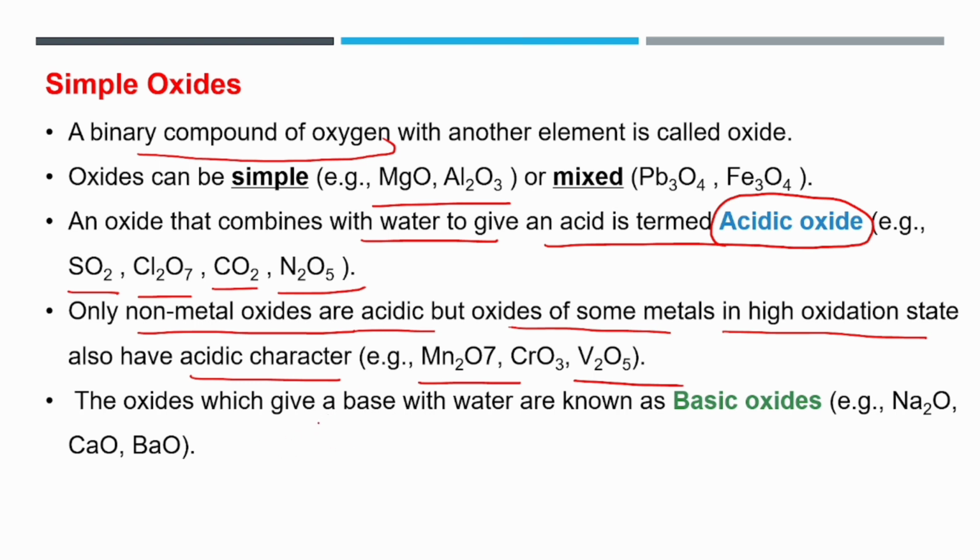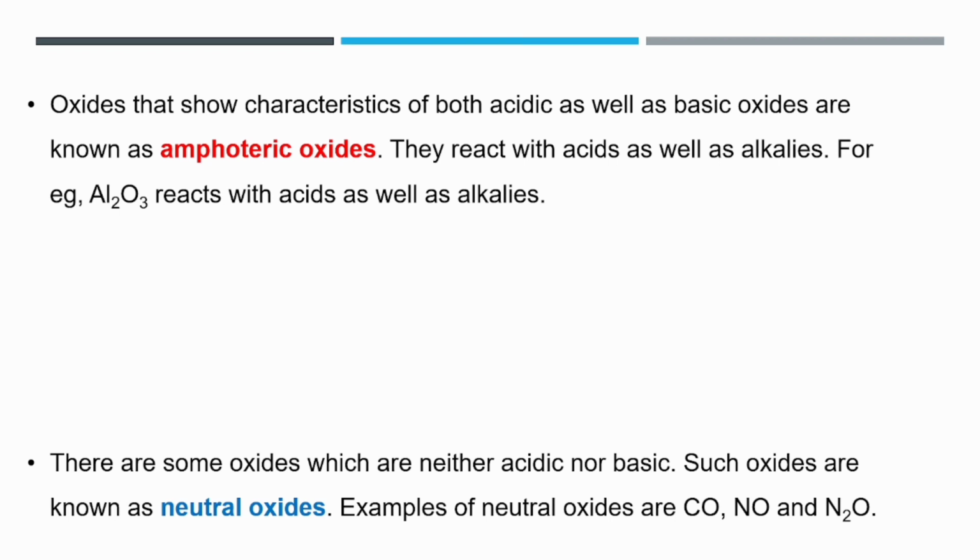Oxides which give a base with water are known as basic oxides. Examples of basic oxides are Na2O, CaO and BaO. Remember the examples of acidic and basic oxides. Next are amphoteric oxides. What are amphoteric oxides? Already we studied acidic oxides and basic oxides.